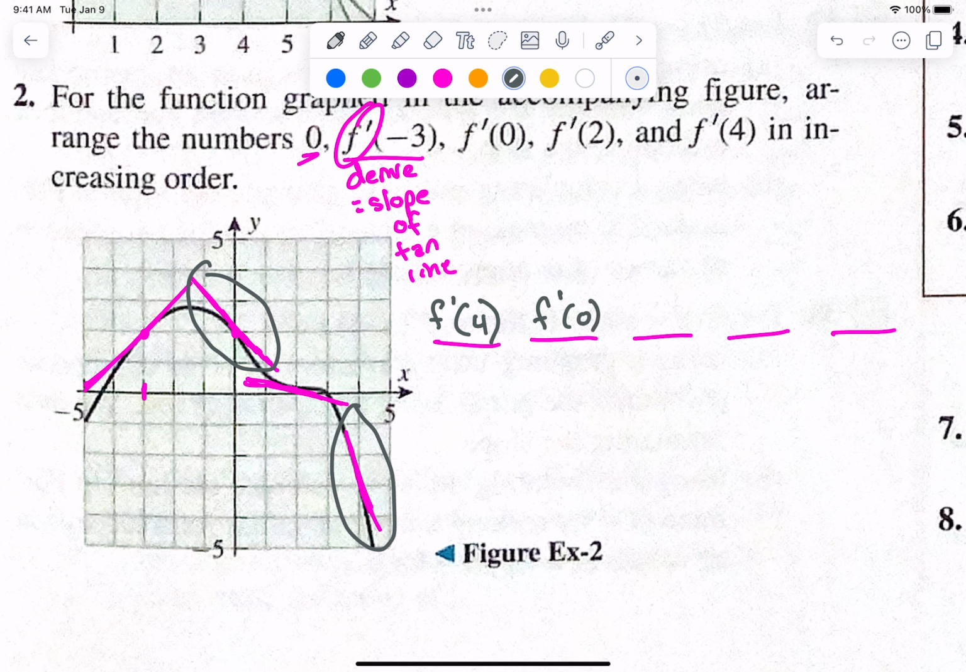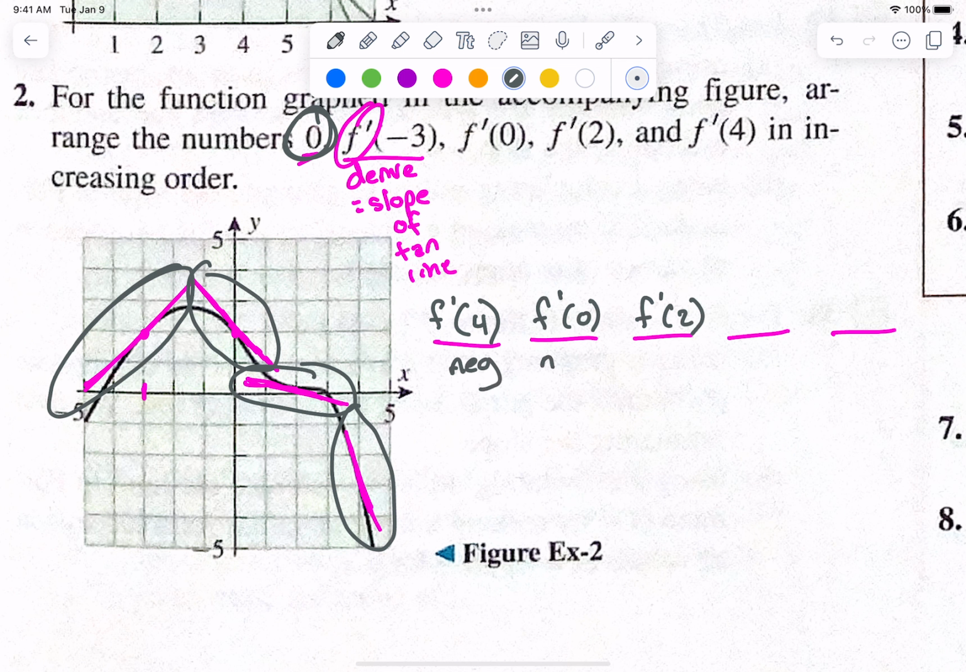Which one's the next negative number? F prime of 2, and then f prime of negative 3. But wait, we have to put 0 in there. Does 0 go at the end or in between? This last one is the only one that has a positive slope, and the others are negative slopes. So 0 needs to go here, between the negative slopes and the positive slope. My positive slope would be f prime of negative 3.